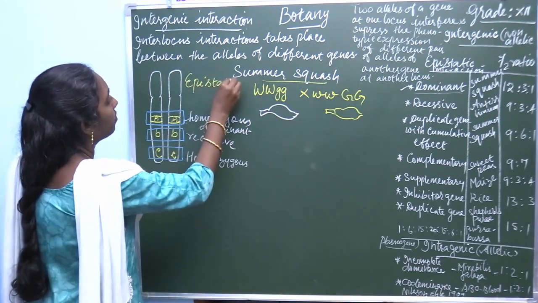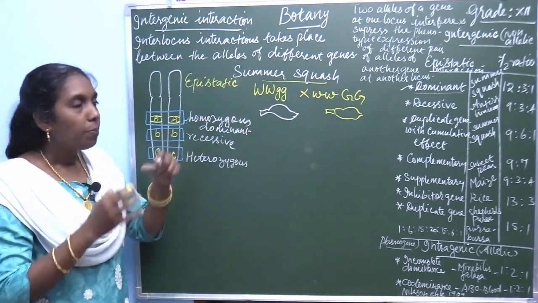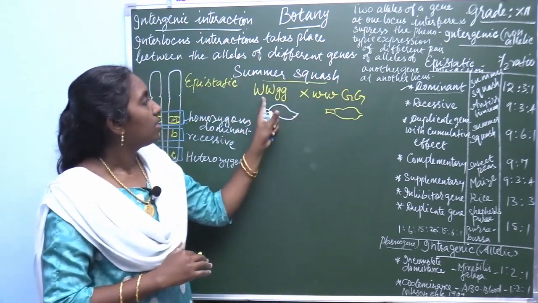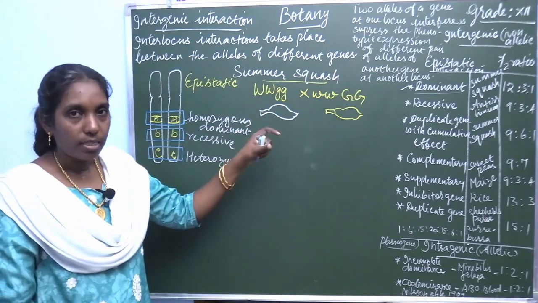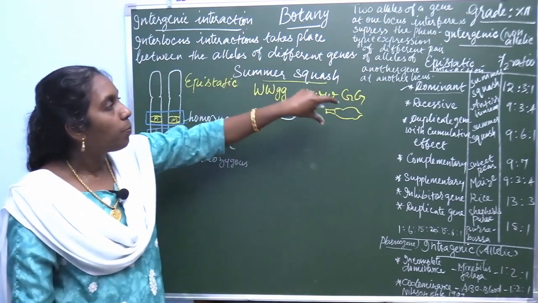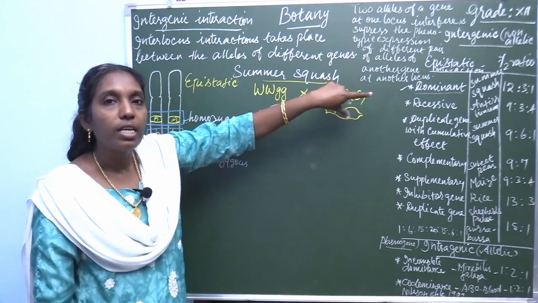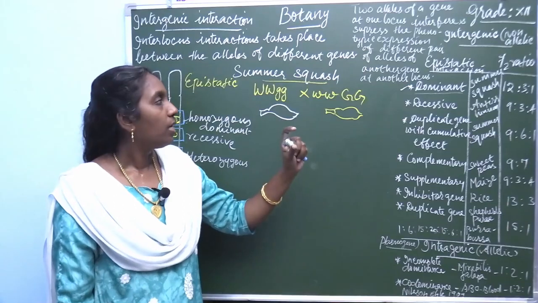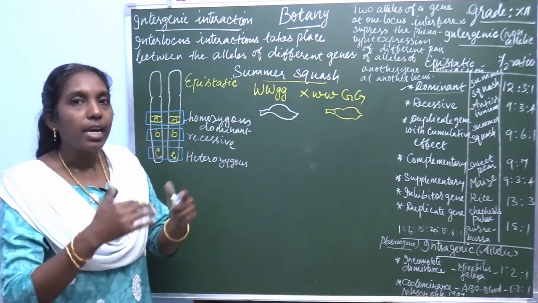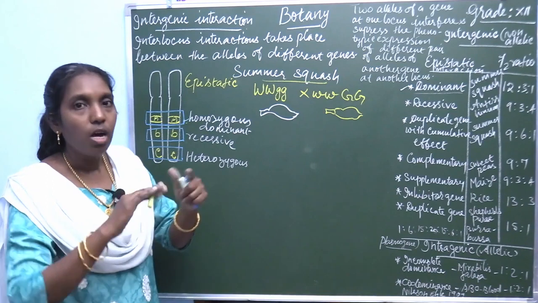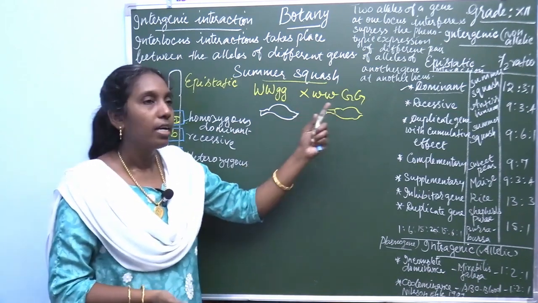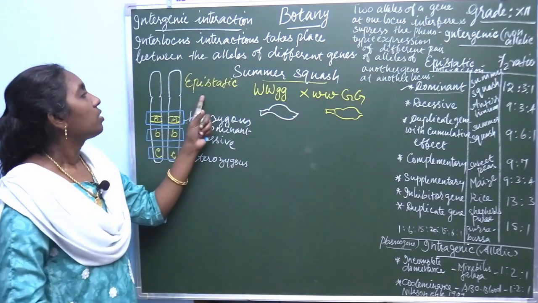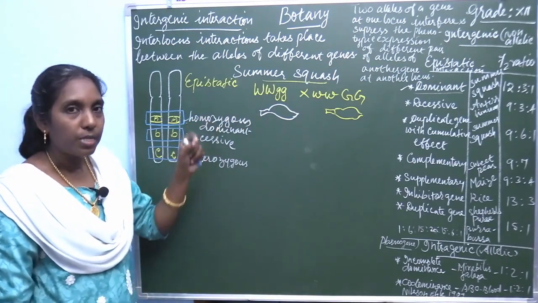The epistatic gene, W, when it is dominant, suppresses the color. It gives white color, and this white suppresses the expression of the colored fruit. See here, this capital G is yellow color. So capital W suppresses the expression of the colored fruit, yellow or green color. So W is called epistatic.